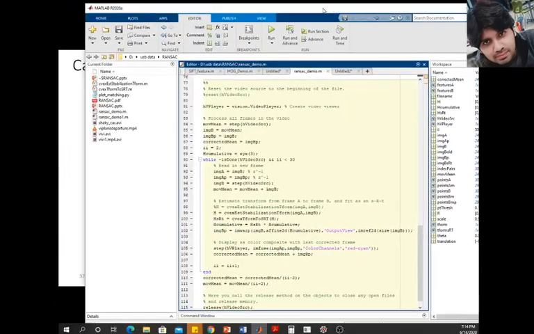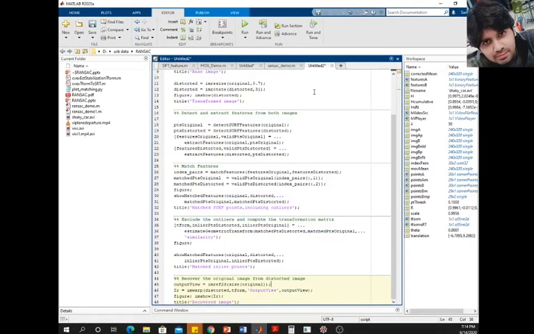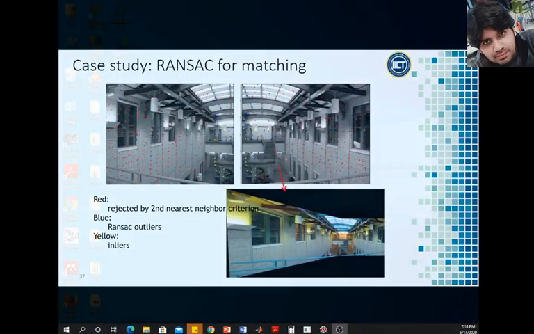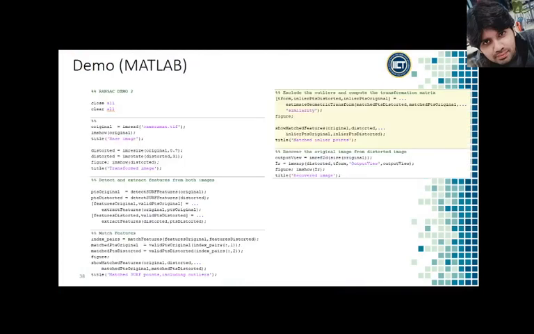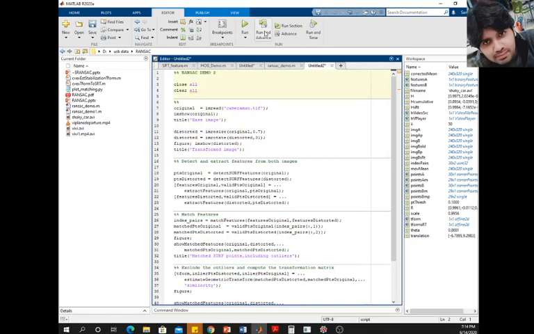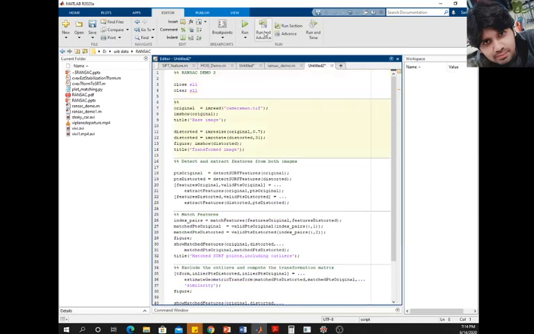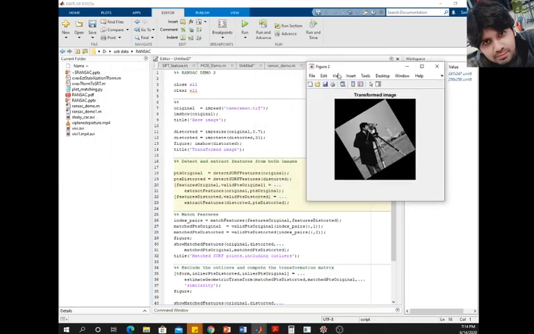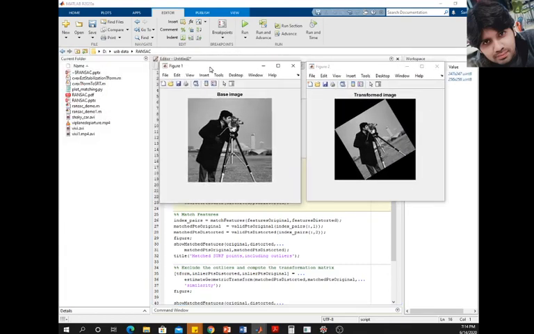Now let's see another demo of this. I have already mentioned the code in my slides, so let me show you the code here. So this is the code where you can actually align. I'll just run the code step by step and let you know how this works. So let's clear out all the variables. So this is the transformed image, and this is our base image. Now what we have to do is we have to align this with this image.